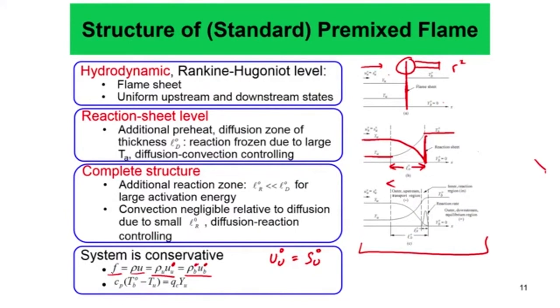And another thing that is very important comes from the energy conservation: Cp times (Tb0 minus Tu0) is equal to Qc times Yu. Okay, that is, this is the mass fraction, and if we just integrate across, you will get this, and this gives you what the flame temperature would be. This is essentially the adiabatic flame temperature, not for the stoichiometric, but for the equivalence ratio of the mixture that is being considered.